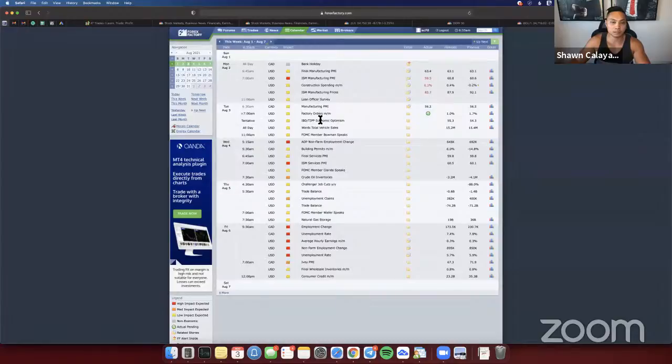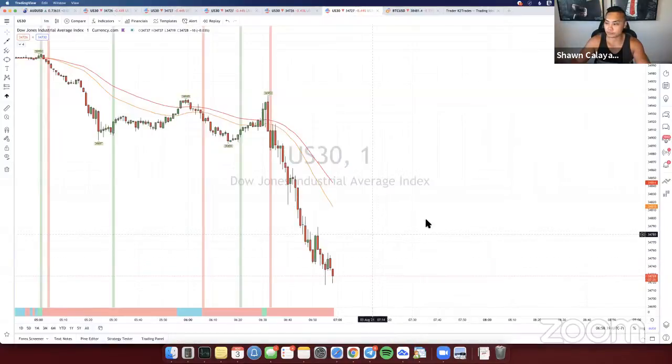Everything's pretty much yellow. The only thing that's important here is Fed member Bowman, who's going to speak at 11. That's going to be the main thing that we're probably going to be curious about. So let me go ahead and check the chat to see if I'm missing anything else before we continue on.